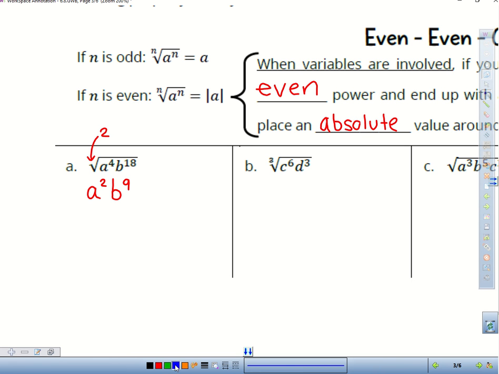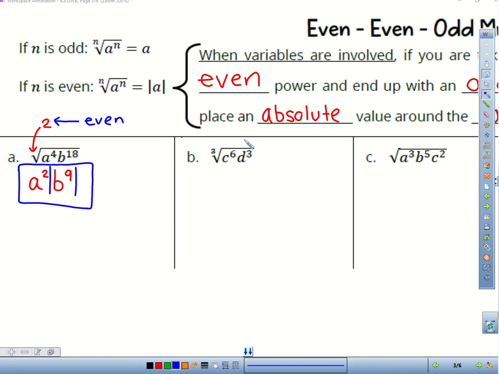Now, as we go into the next part, we have to make sure of something first. Is the index here even or odd? Even. Did we get any results with odd powers? Yes. Which one? 9. You have to put an absolute value around it. So if you have an even index and you get an odd result, you put an absolute value around it. Only in that case, okay? And we'll just keep reiterating it so you get the hang of it.